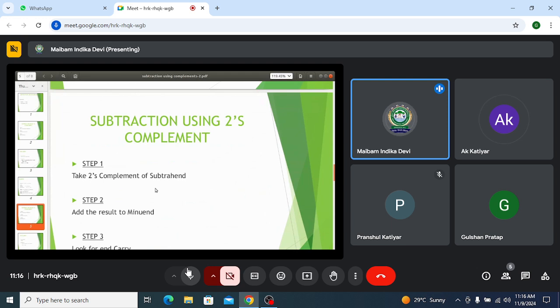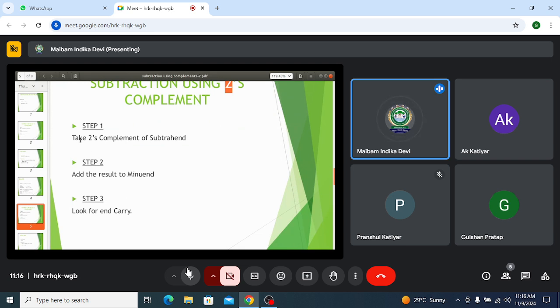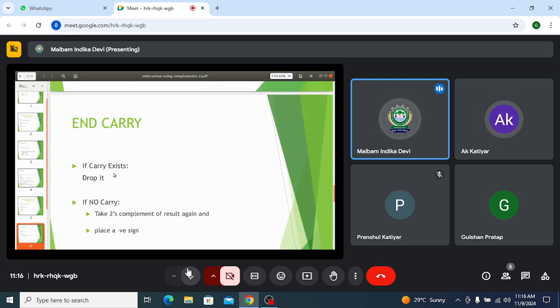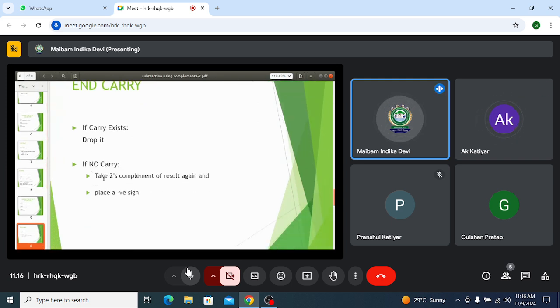Again, if the subtraction is using decimal numbers with tens complement, two's complement is called tens complement in case of a decimal number. Here the steps will be: take tens complement of the subtrahend, add the result to the minuend, and look for an end carry. If there is an end carry, drop it. If there is no end carry, take tens complement of the result again and place a negative sign.